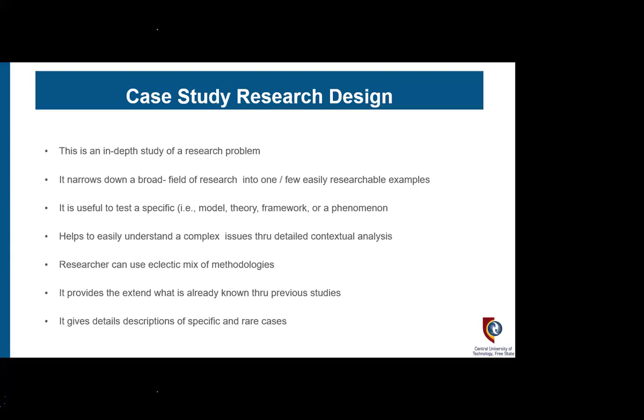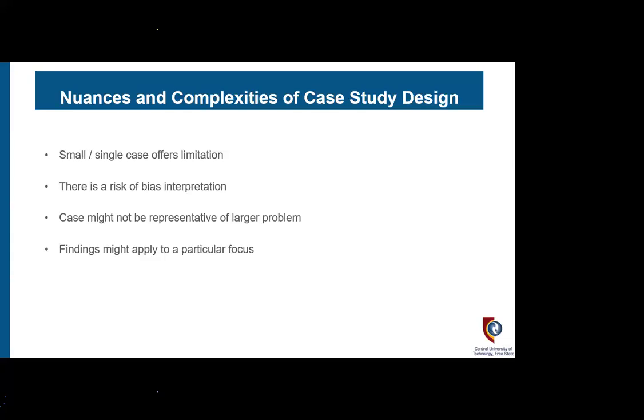But this also has its own intricacies, its own complexities. These are the complexities that go with the case study design. A case study design is small in nature, might look at a single case, which offers some kind of limitation. There is also a risk of being biased as you begin to interpret the data. A case study might also not be representative of a larger problem. And it becomes very difficult for you to generalize the findings. So findings might apply to a particular focus. That's the second part of research design.